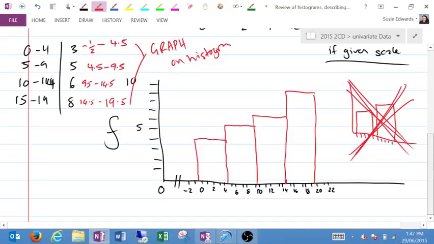Because the columns all have to be the same width, we need to make that one the same width as well. So that's why we go back there. Usually, yeah. Okay. Any questions on that?